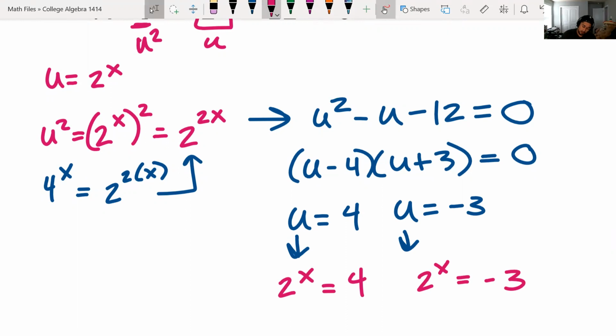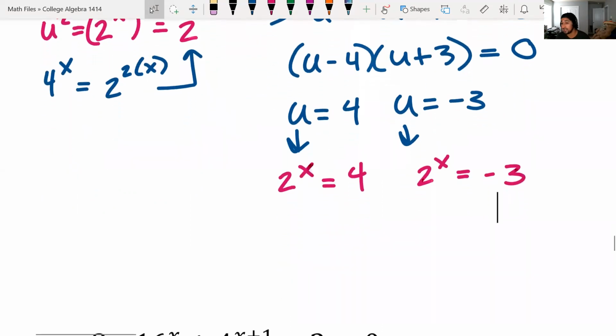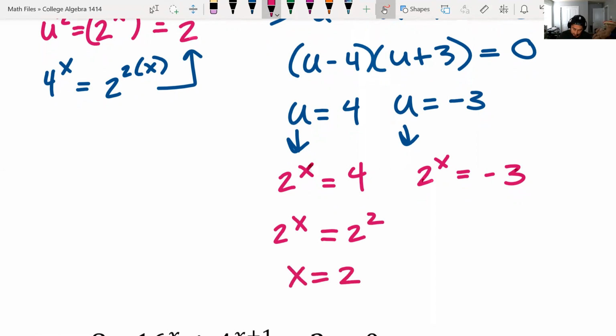Okay. Well, first one's given. 2 to the x equals 4. Well, we can use exponential properties here and rewrite this as 2 to the x equals 2 to the second. Or if you knew already that 2 to the second would give you 4, then we know that x equals 2.